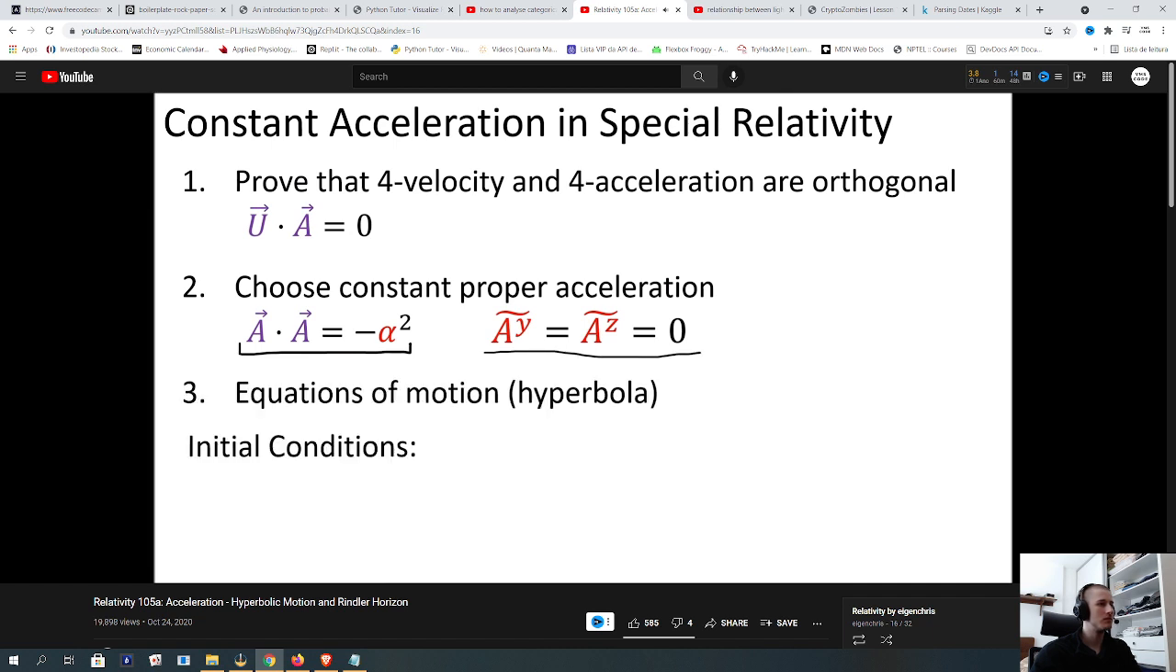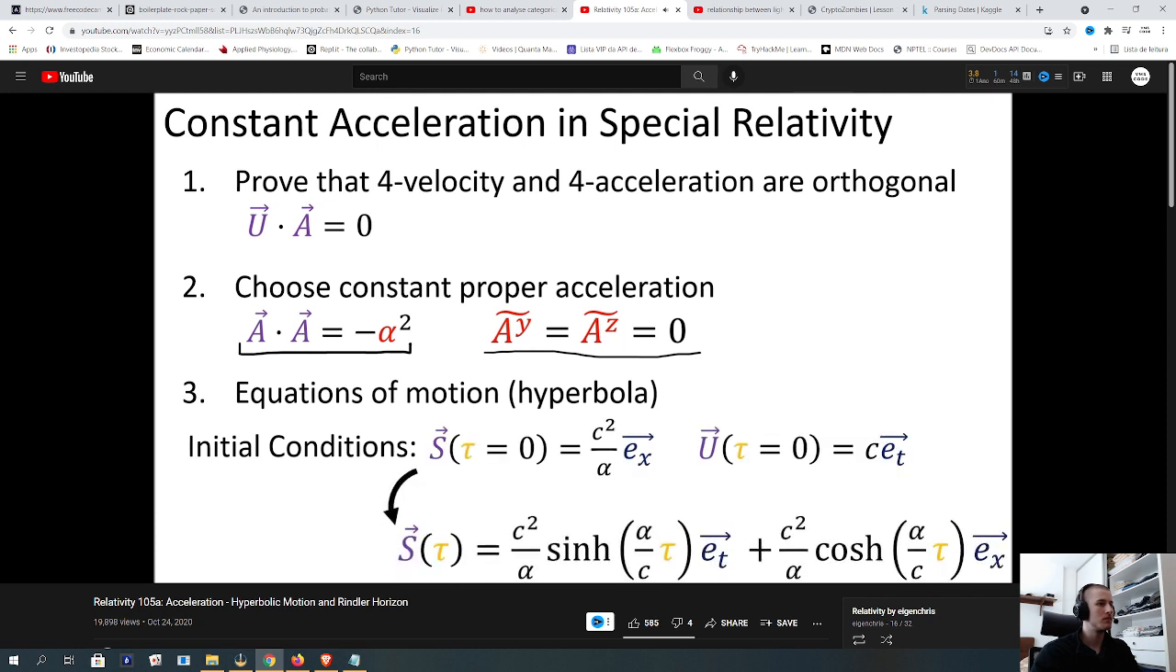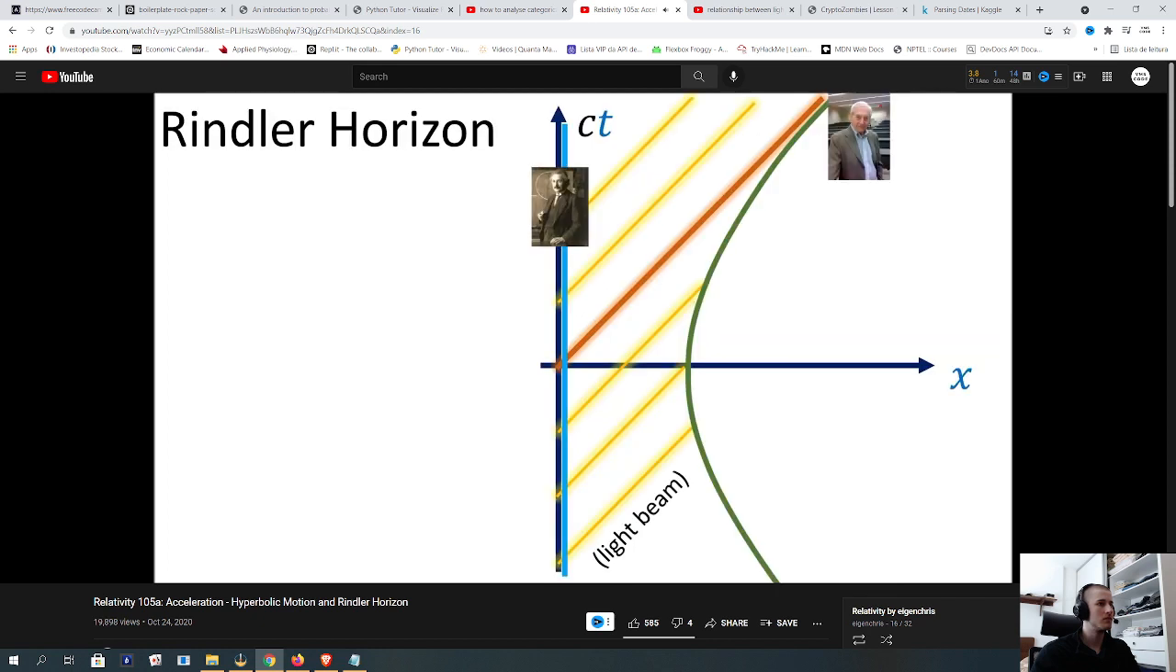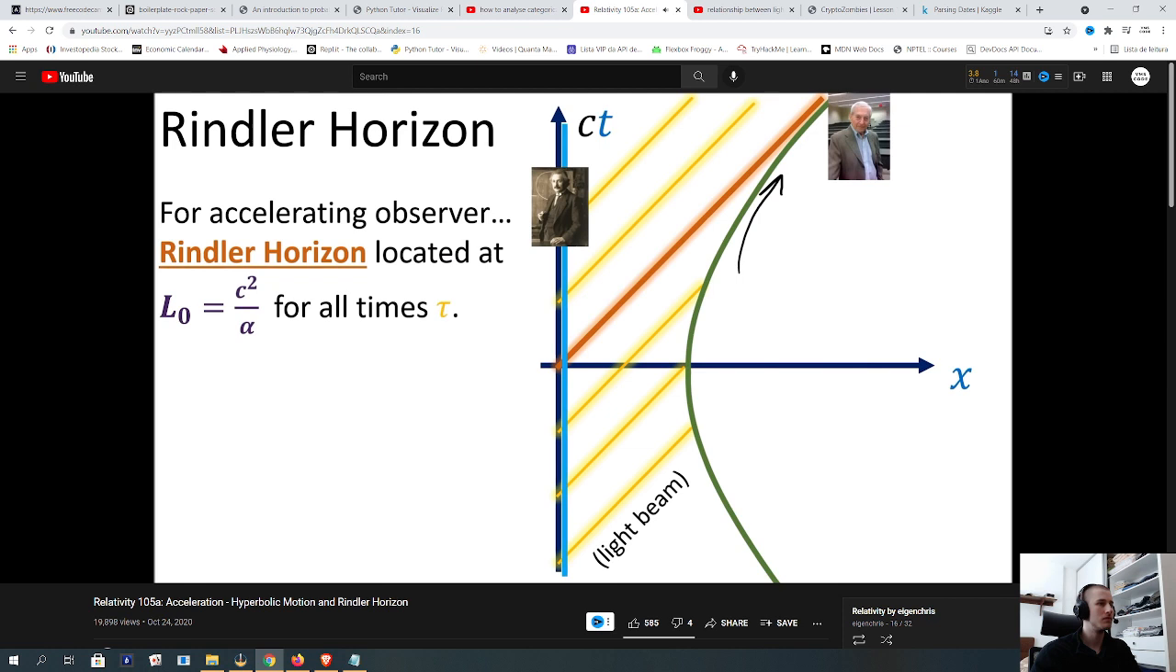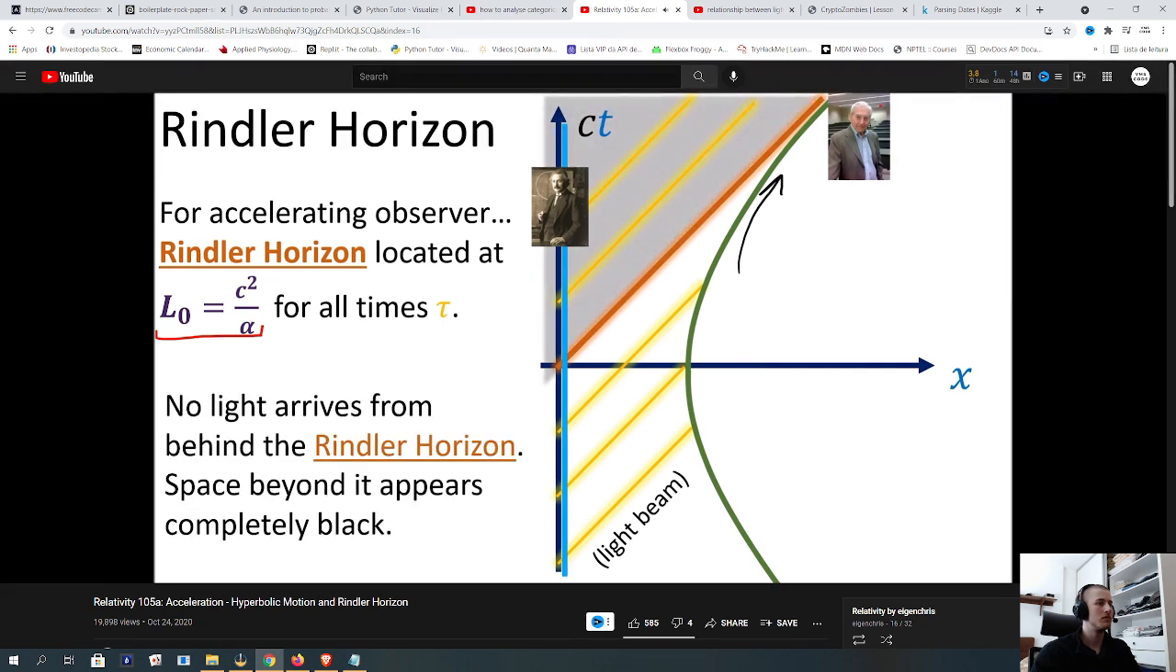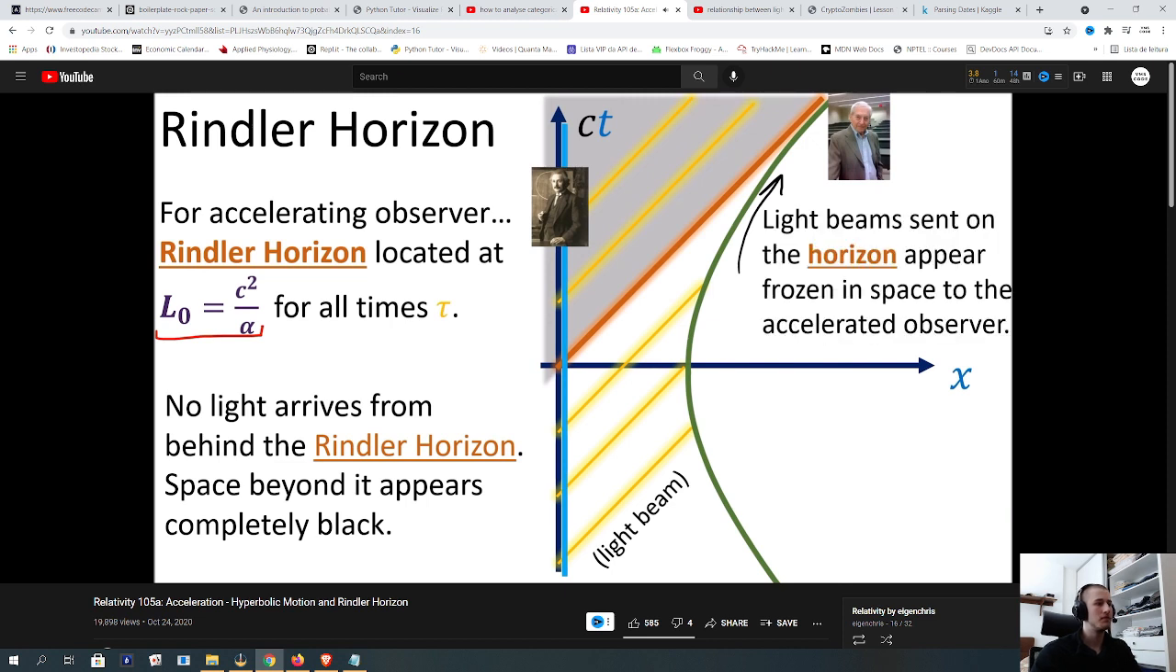And we also learned that objects traveling with constant proper acceleration have a hyperbolic world line according to inertial observers. We also learned that accelerated reference frames can actually outrun beams of light, and there is a constant distance behind accelerating observers called the Rindler horizon, and the distance of the Rindler horizon behind the observer only depends on the value of the acceleration, alpha, and the speed of light. Light beams sent from behind this horizon can never reach or influence the accelerated observer. And light beams that are sent exactly on the horizon will appear to be frozen in space from the perspective of the accelerated observer.